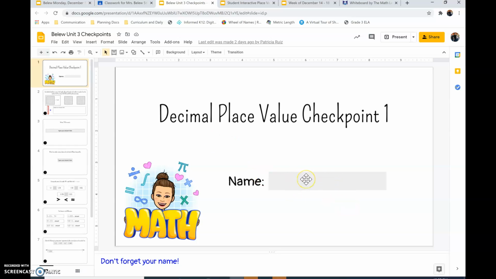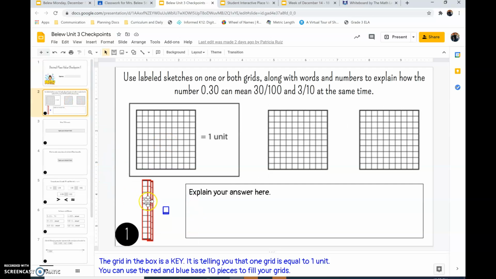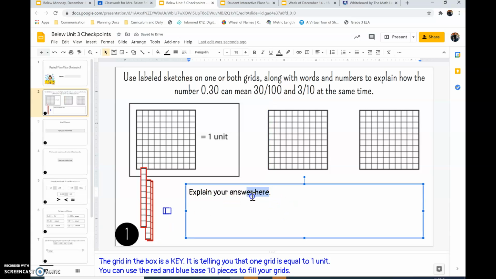On this slide, you need to type your name. On this slide, you're going to move the tenths and the hundredths up here to show me why 30 hundredths can be 30 over 100 and 3 tenths at the same time. So you need to move the blocks up here. You also need to explain in writing right here. You can type right there. Click and you can type, okay?